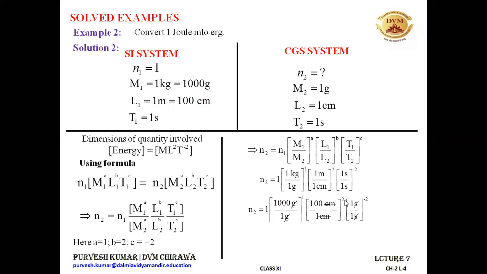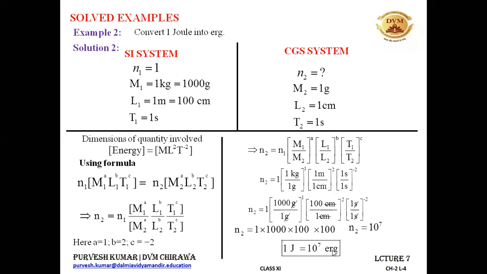And 100 to the power 2 is what? 100 multiplied by 100. We'll be writing it like this, that N2 is equal to 1 multiplied by 1000 multiplied by 100 multiplied by 100. And you will be getting N2 is equal to 10 to the power 7. Finally, I can write it like this, that 1 joule is equal to 10 to the power 7 erg.